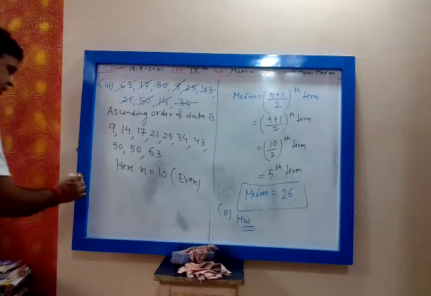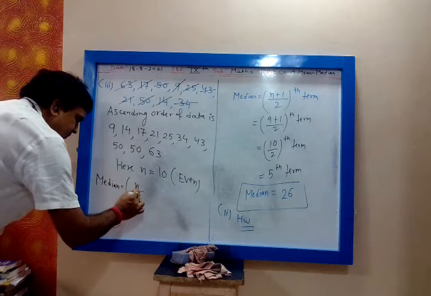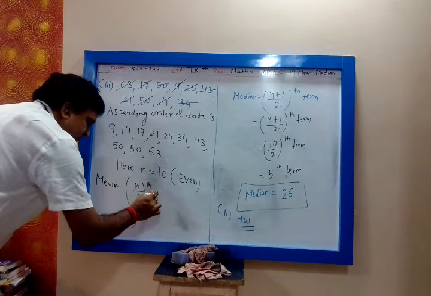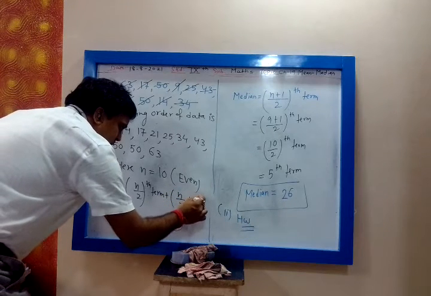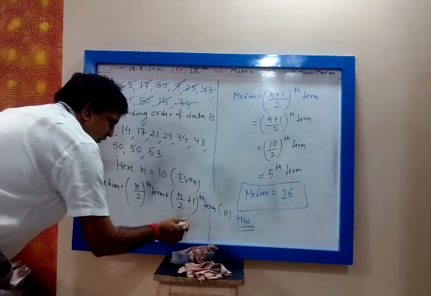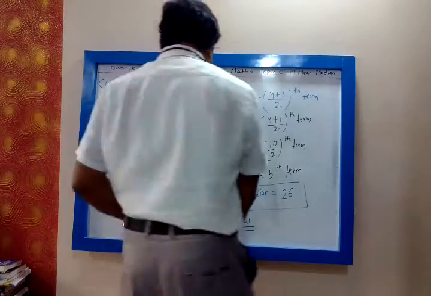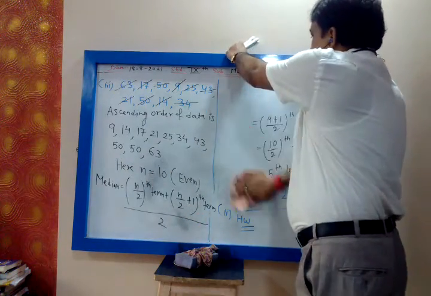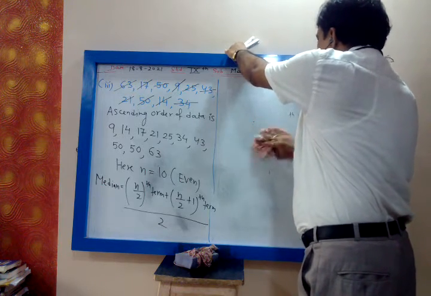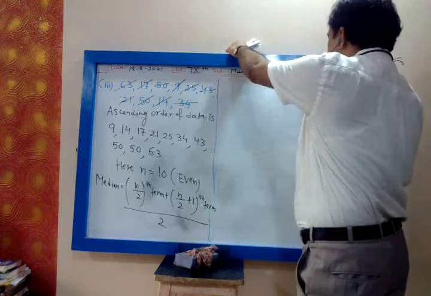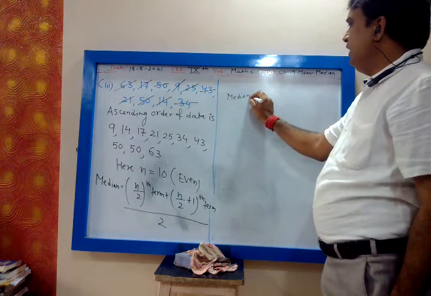So the median formula will be n by 2th term plus n by 2 plus 1th term, divided by 2. Okay, let us see. Median is n by 2, n is 10.